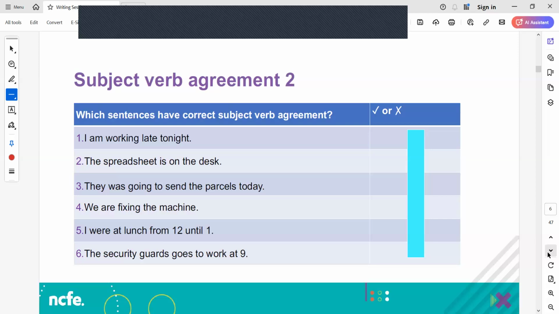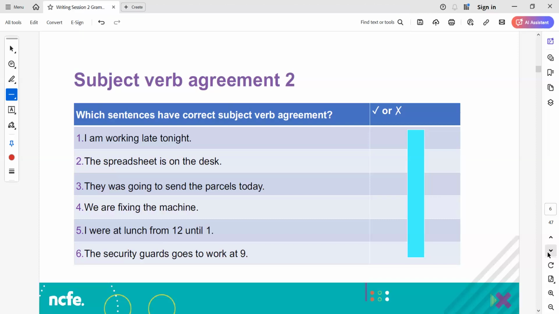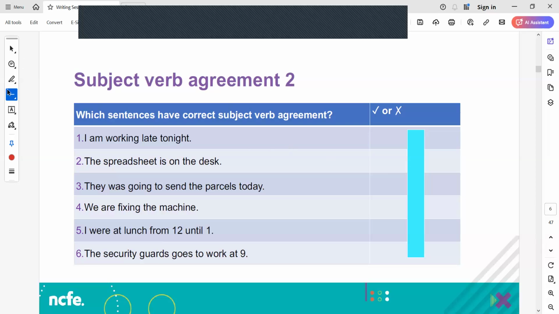So for this one, we're going to look for which sentences have the correct subject and verb agreement. Some of them are correct, some will be incorrect. Let's see if you can spot them. Number 1, I am working late tonight. Is that one correct? Yeah. Yeah, well done.